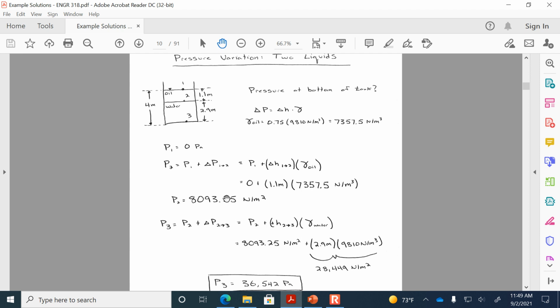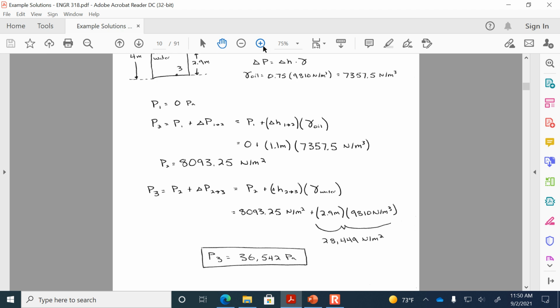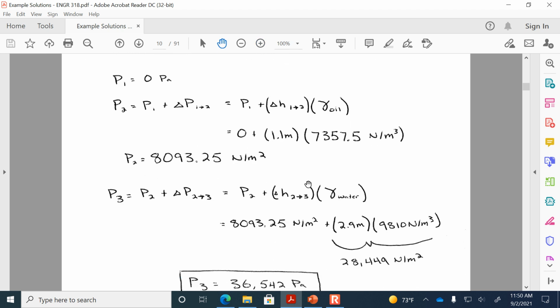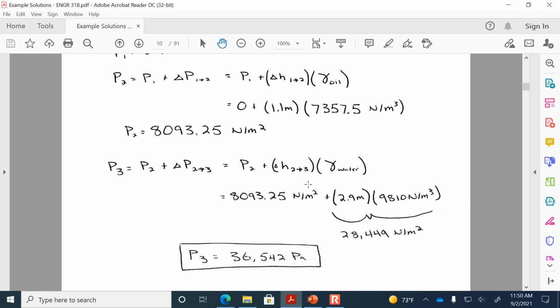Okay, so we found the pressure at 2 was 8093. The pressure at 3 is just however much there was at 2 plus the change, because we're going from 2 to 3. That's an increase in pressure. So that increase between the two interfaces is 28,449 newtons per meter squared. And the final answer here is that the pressure at 3, the bottom of the tank, is 36,542 pascals.